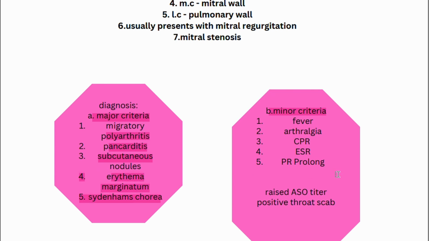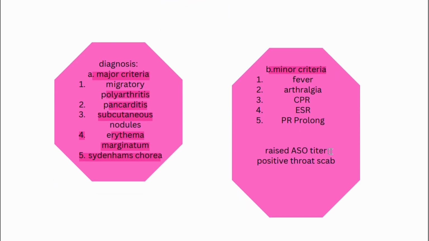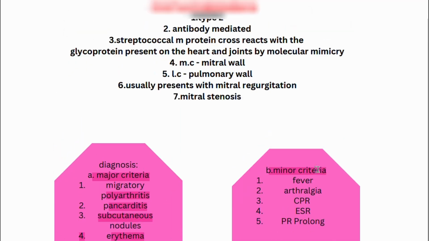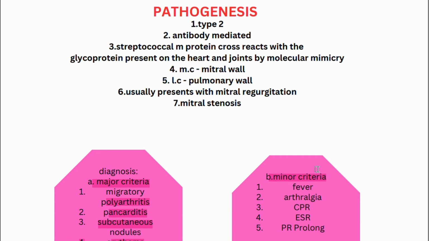And the minor criteria include fever, arthralgia, or an increase of the CRP, ESR. These may increase, and there are other supportive evidences for this rheumatic heart disease: a raised ASO titer or a positive throat swab culture. So these are the major and minor criteria you must remember.